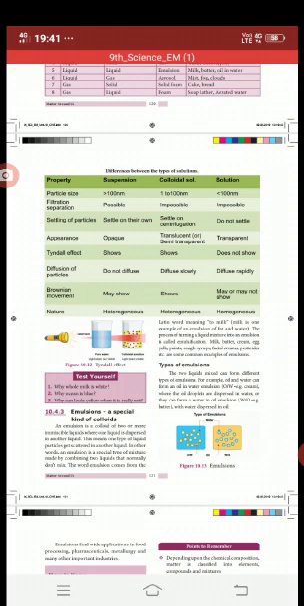For colloidal solution, what is it? 1 to 100 nanometer. If it is in centimeter, it is between 10 to the power of minus 7 and 10 to the power of minus 4 centimeter. The next is solution, that means true solution. It is less than 100 nanometer. How can you convert this 100 nanometer into centimeter? It is less than 10 to the power of minus 4 centimeter.